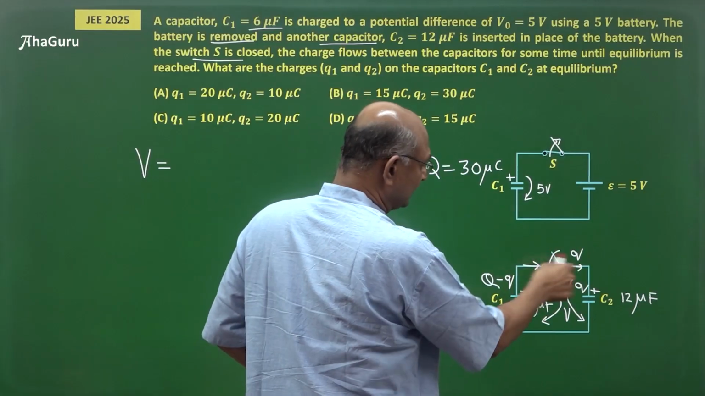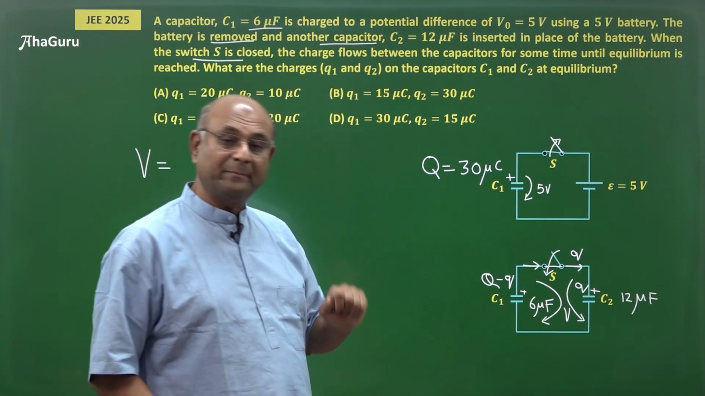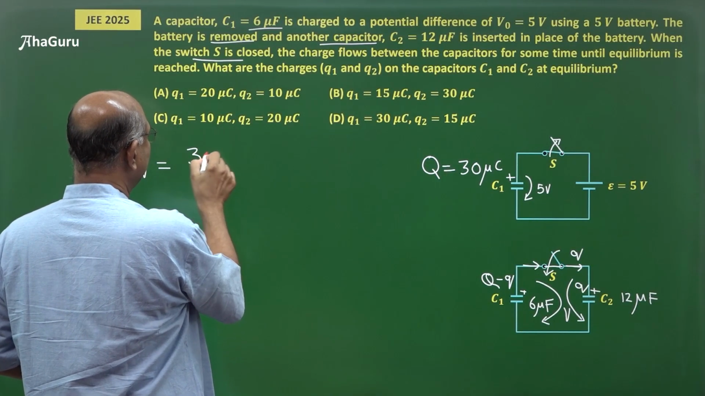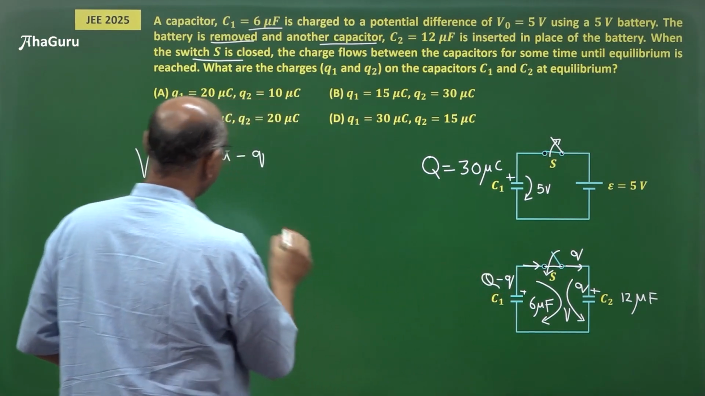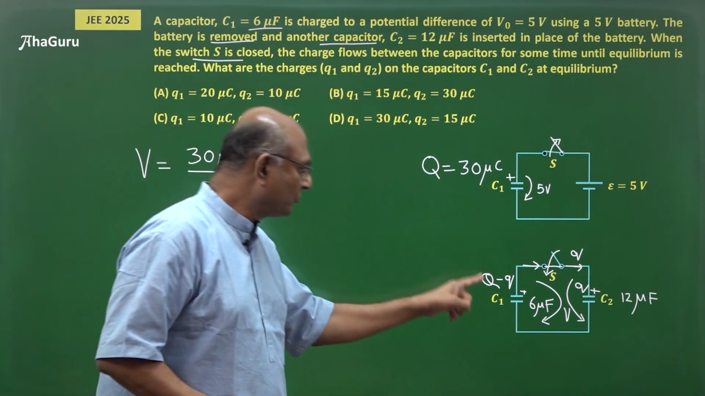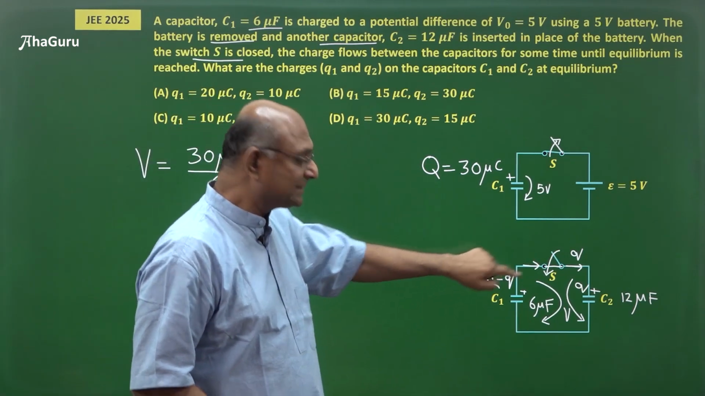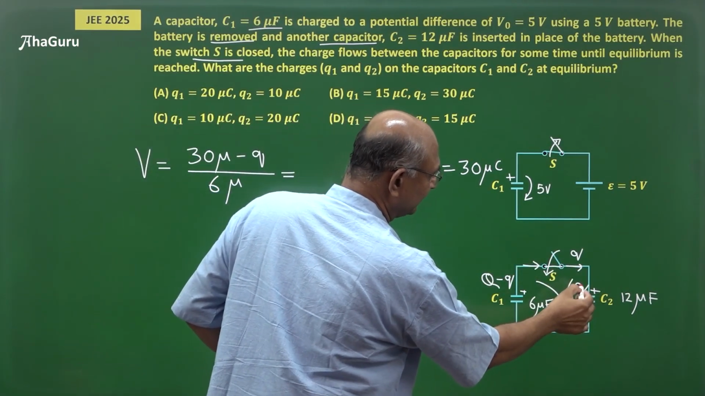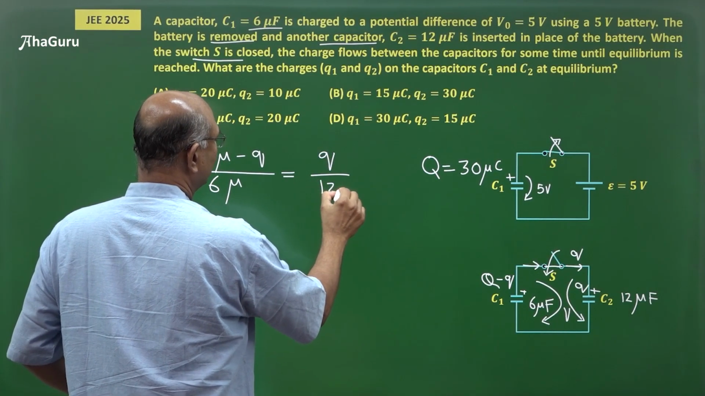This is the initial state. No, this is the final state. So the final potential drop is Q minus q divided by C1. Now capital Q is 30 micro, so I'm going to write (30 micro minus small q) by 6 microfarad, right? Remember Q equals CV, so Q divided by C will give you V. But this V is also equal to this V, which is small q by 12 micro.